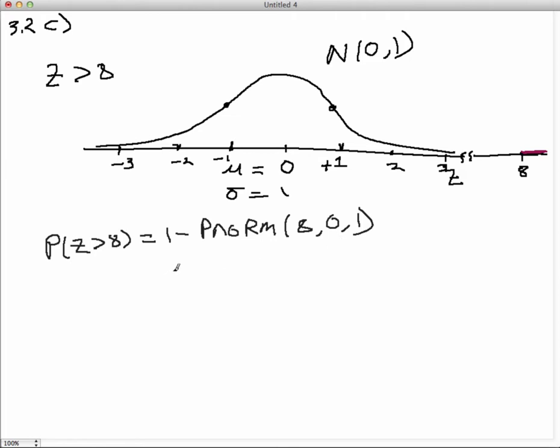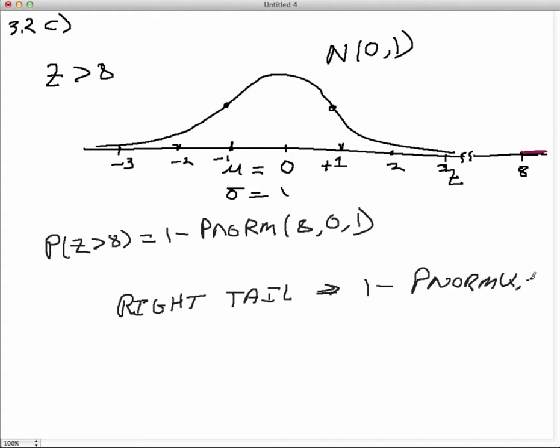Okay, so before I go back over to RStudio to do that calculation, one more time about what's going on here. If it is a right tail, in other words, when you draw your picture and you get a right tail area, then that means you're going to do 1 minus p-norm.